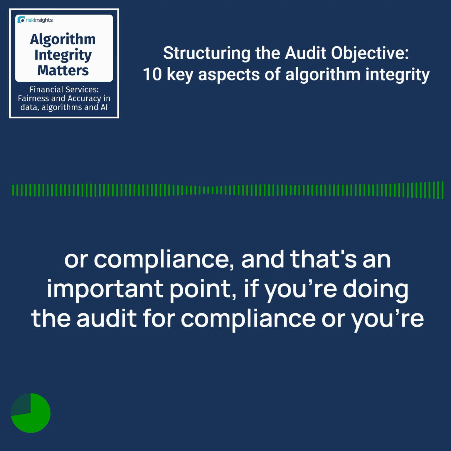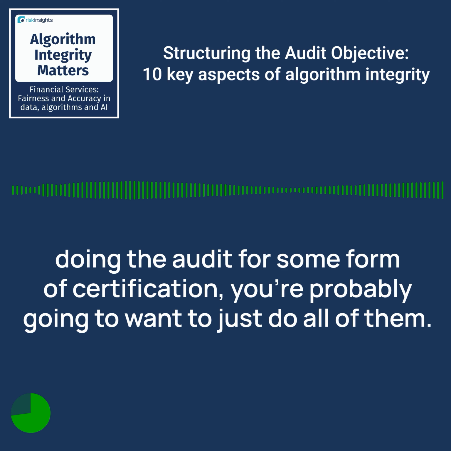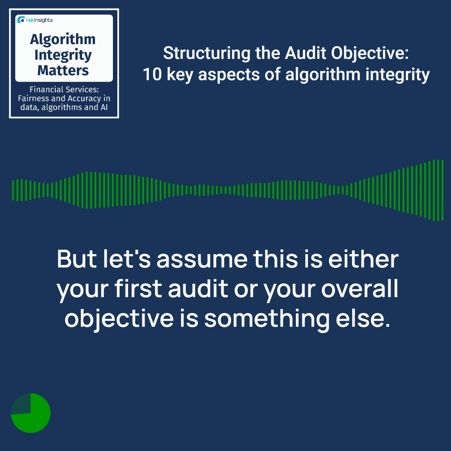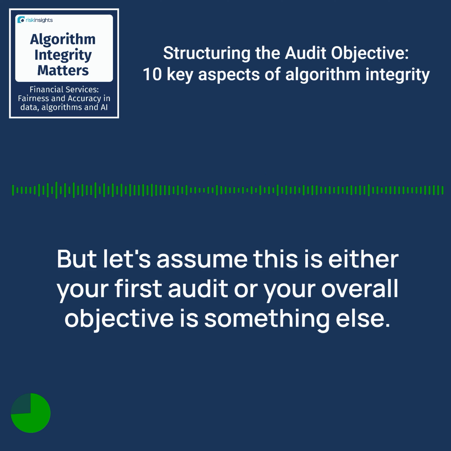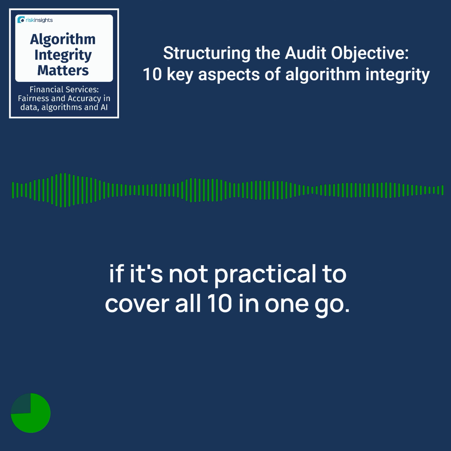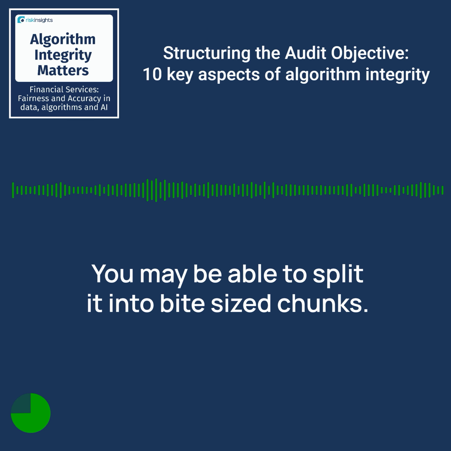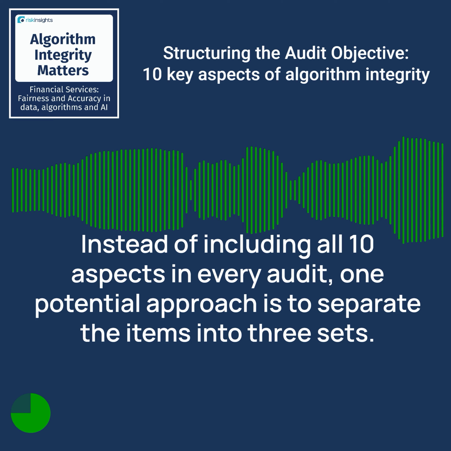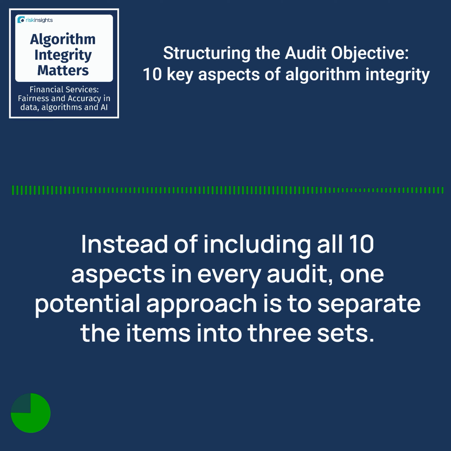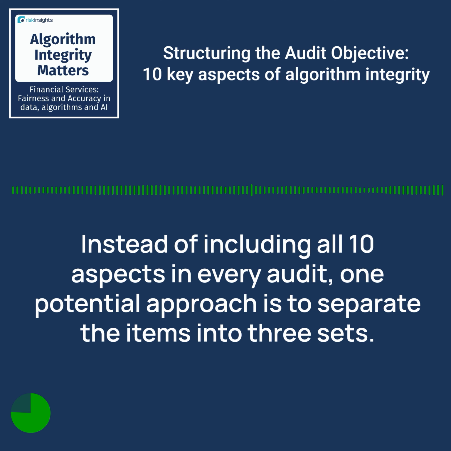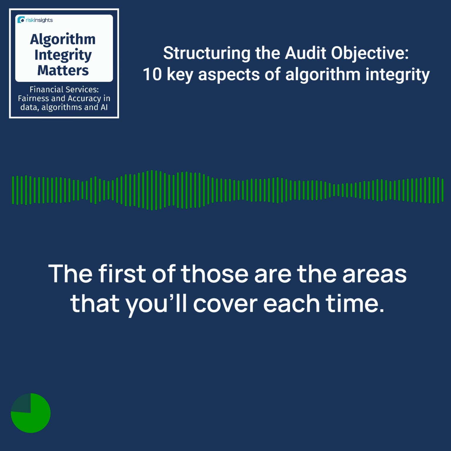Now, if you're doing the audit for compliance or you're doing the audit for some form of certification, you're probably going to want to just do all of them. You're probably going to need to do all of them. But let's assume this is either your first audit or your overall objective is something else. If it's not practical to cover all 10 in one go, you may be able to split it into bite-sized chunks. Instead of including all 10 aspects in every audit, one potential approach is to separate the items into 3 sets. The first of those are the areas that you'll cover each time.